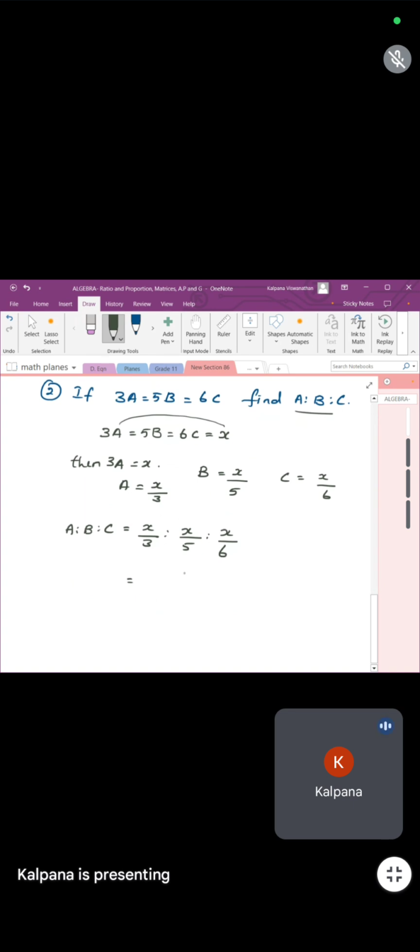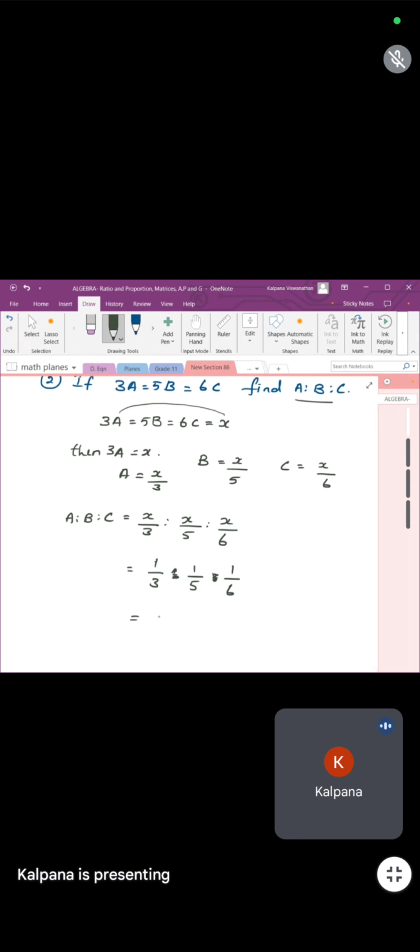Now this ratio, we can take the LCM. Actually this x is some number, it is 1x, 1x, 1x. We can keep the numerator as 1. So this is equal to 1 by 3 is to 1 by 5 is to 1 by 6. Converting into whole numbers, what is the LCM of 3, 5 and 6? LCM is 30.